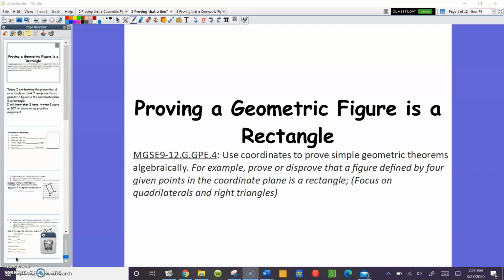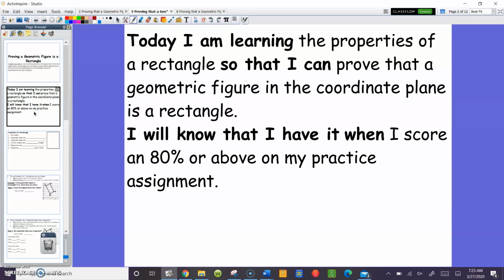Proving a geometric figure is a rectangle. Today I am learning the properties of a rectangle so that I can prove that a geometric figure in the coordinate plane is a rectangle. I will know that I have it when I score an 80% or above on my practice assignment.